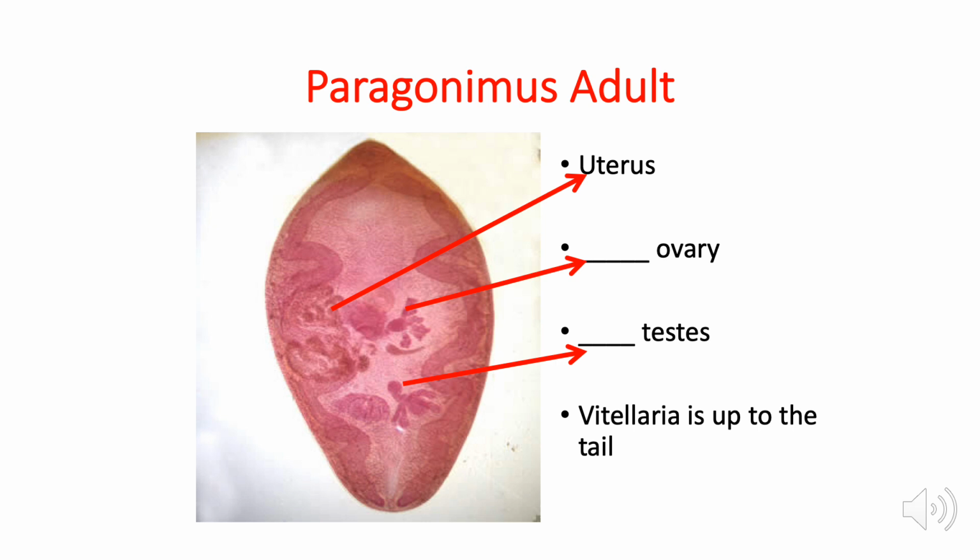Let's try to identify the other parts of the worm. You have there the paired lobed testis. Anterior to the lobed testis, you have there the single lobed ovary. And on the lateral side of the worm, you have there the brown colored uterus. Again, paired lobed testis, single lobed ovary, and then you have there the brown colored uterus. Not obvious in the picture, but I want you to imagine that there are vitellaria on the sides of the worm.